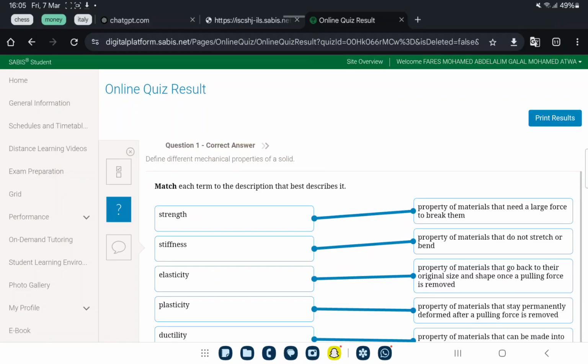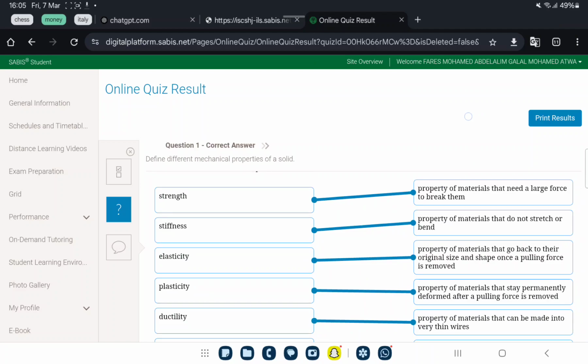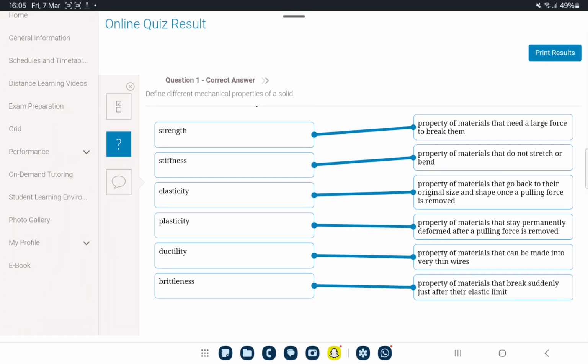Now 3.20, this quiz, you just have to memorize definitions, that's it. It's 2 questions and they're the same. You just have to memorize the definitions. Strength is large force to break them. Stiffness, it cannot stretch or bend. Elasticity, it can stretch and bend and go back to its original size.